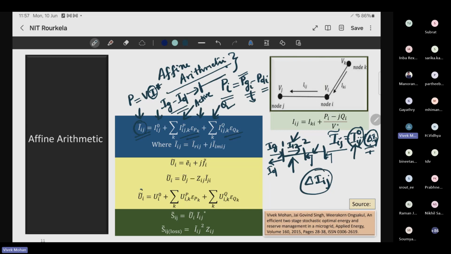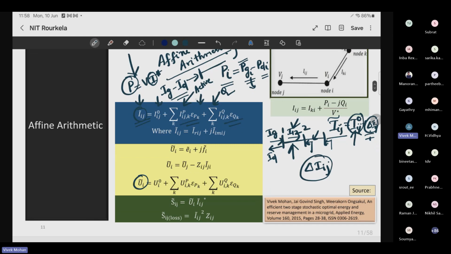Similarly, you can model for affine voltage also. So from affine voltage and affine current, you could evaluate affine power, active power. Here we are not running the load flow algorithm once; rather, we are running it multiple times. Each time you are expecting an uncertainty in the power injection, for that change in power injection, you will again run the load flow. Every time you will repeat this so that you can find the sensitivity terms, the second term and the third term. Okay, this is how we model.